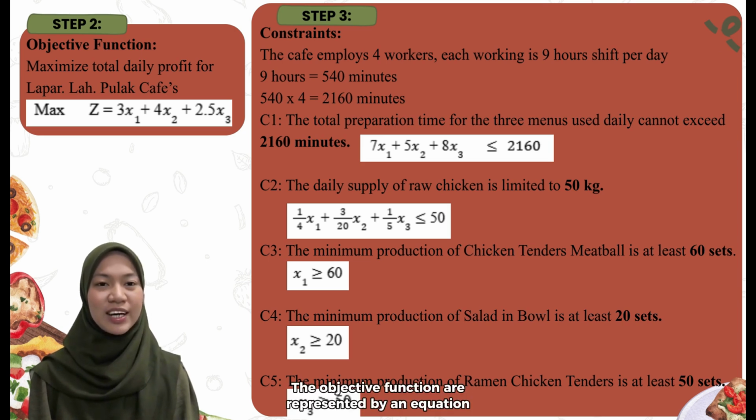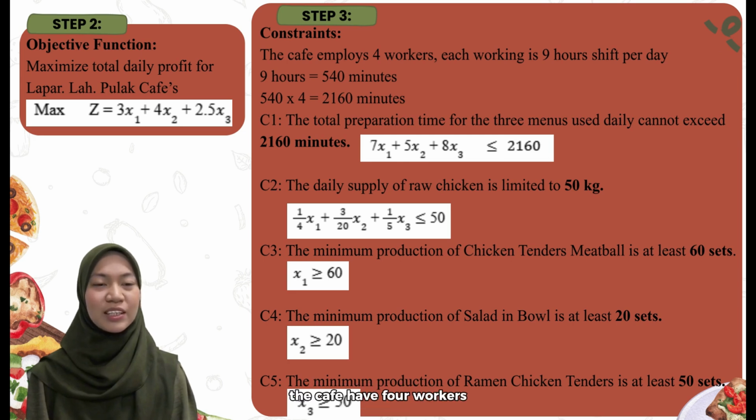The objective function is represented by the equation max z equals 3x1 plus 4x2 plus 2.5x3. The coefficient of each variable in the objective function represents the profit per unit of each menu. So, for step 3, we have our constraints. First constraint is about preparation time. The cafe has 4 workers and each of them works a 9 hour shift per day. 9 hours is 540 minutes, and with 4 workers, the total time worked is 2160 minutes.